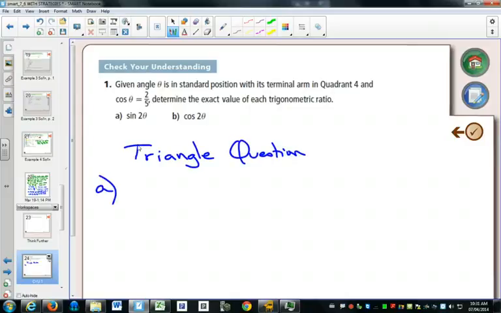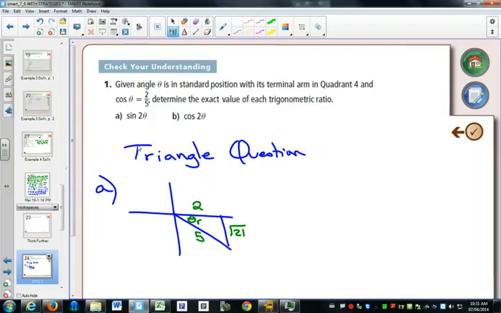So for A, we draw a triangle. We know that the angle is in quadrant 4, so we draw our triangle in quadrant 4, and that angle will be our reference angle. And then we know that cos is 2 over 5. So that would mean that our adjacent side is 2, and our hypotenuse is 5. A squared plus b squared equals c squared, and you get square root of 21 is the other side.